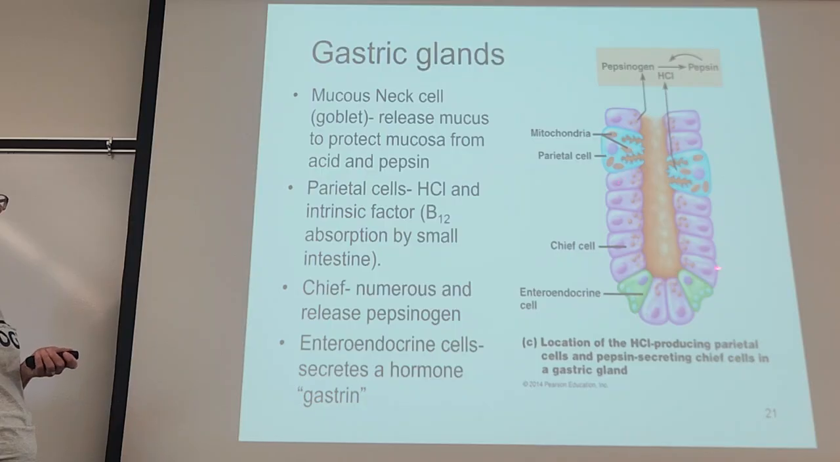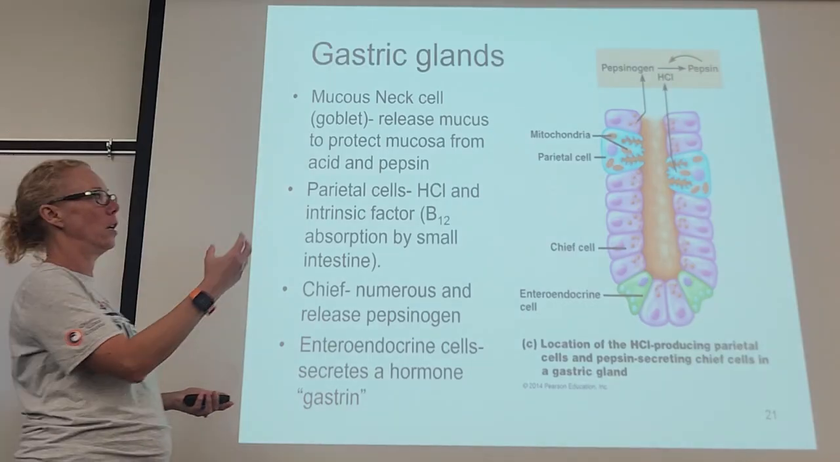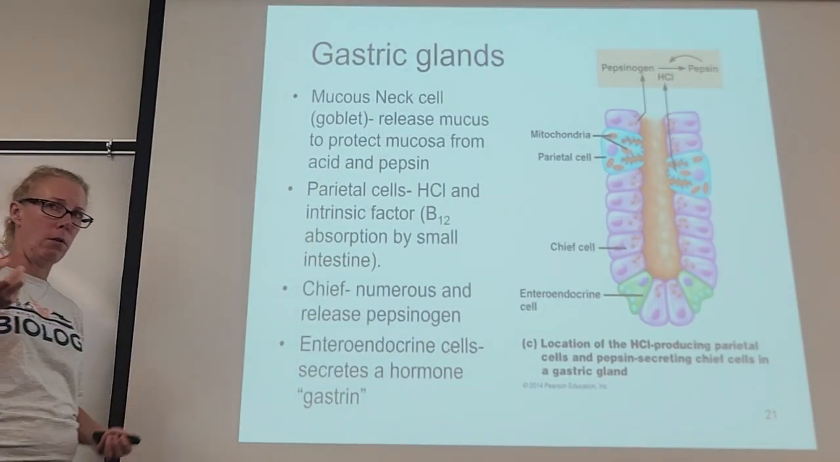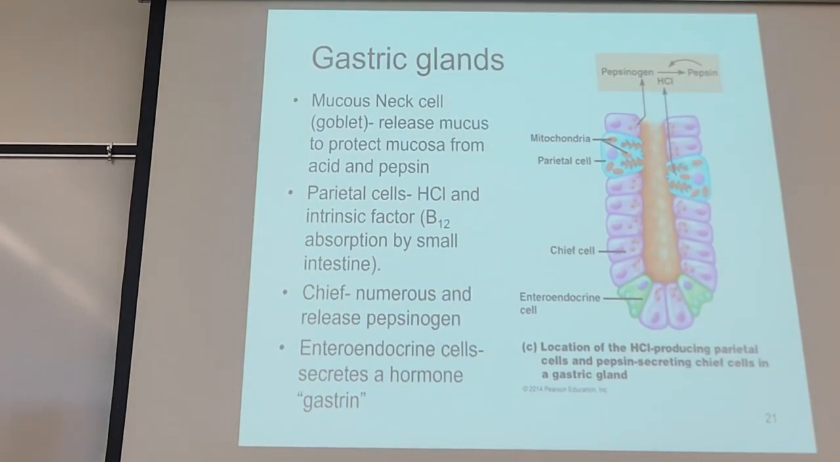Then we have more numerous chief cells, which are purple. Chief cells are gonna release what's called pepsinogen, okay? And pepsinogen is an inactive form of a digestive enzyme. So pepsinogen only becomes active when it's in contact with hydrochloric acid. Then it turns into pepsin, okay? Because you don't want to have digestive enzymes starting to digest if there's nothing there. You only want them doing their job when it's necessary. So pepsinogen is neutral until it meets hydrochloric acid, and then it turns into pepsin in order to promote digestion, okay?